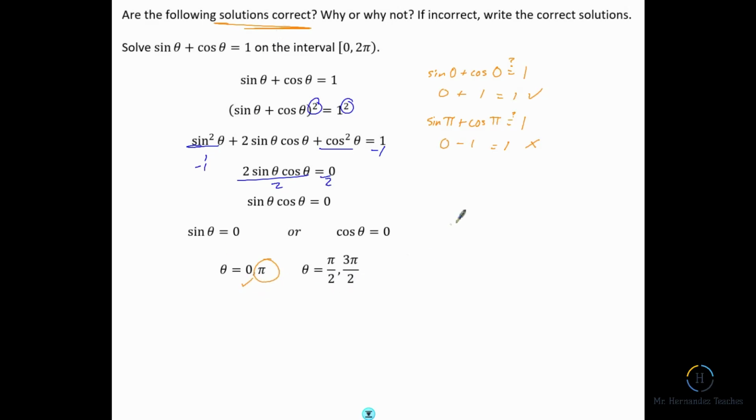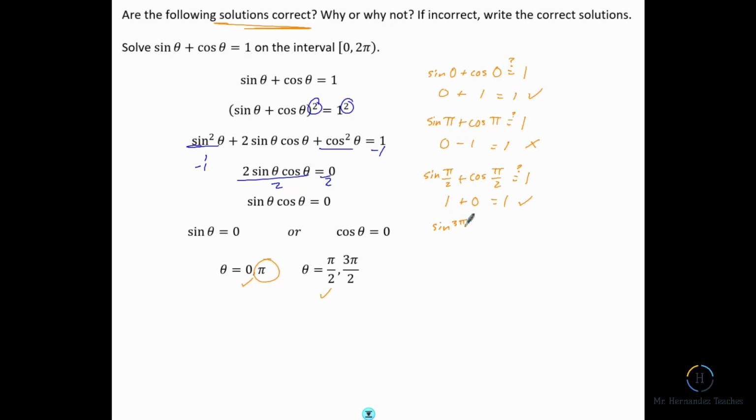Let me check these other two. Sine of pi over 2 plus cosine of pi over 2, is that equal to 1? Well, sine of pi over 2 is 1, and cosine of pi over 2 is 0. Well, 1 plus 0 is 1, so that works out. Well, maybe 3 pi over 2 won't work out, so let's check that.